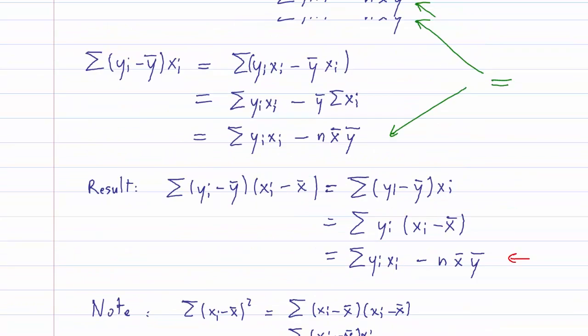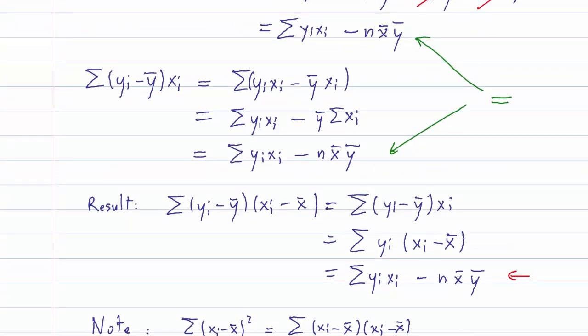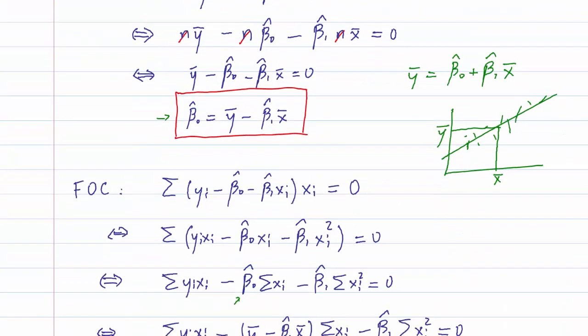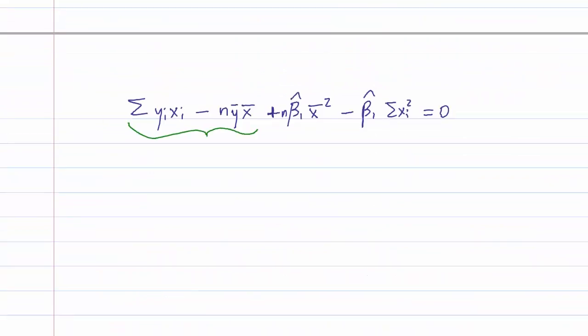It's one of the important results. That's here. Sum of yi xi minus n times x bar y bar. And we know that this is equal to basically n times the sample covariance between y and x. So this is equal to sum of yi minus y bar, xi minus x bar. And I'm going to take the part with the beta ones and put it on the other side of the equal sign. So this is going to move to the other side.